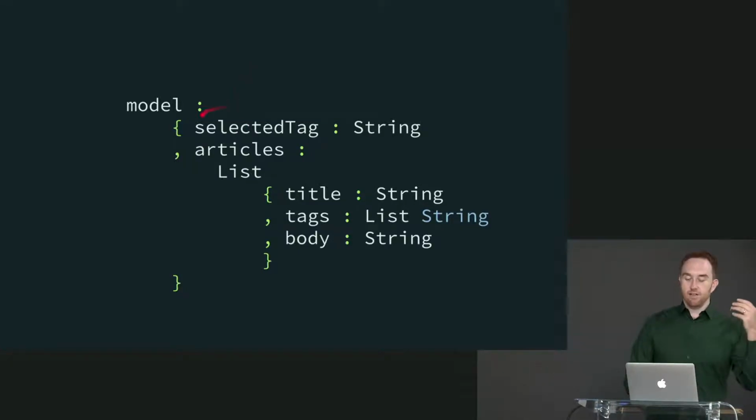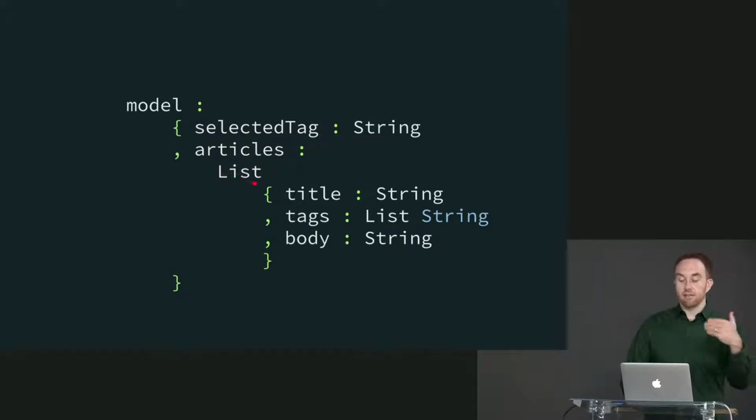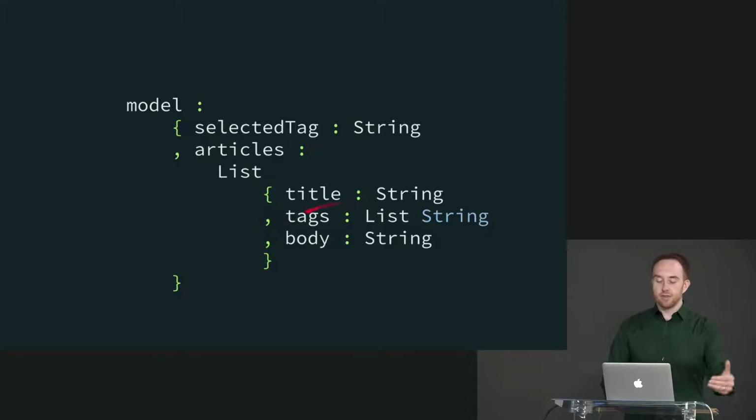It's a record of a selected tag field, which is a string, a list of articles, which is a list of also records. Each of those records has a title string, tags, which is a list of strings, and then body, which is also a string.